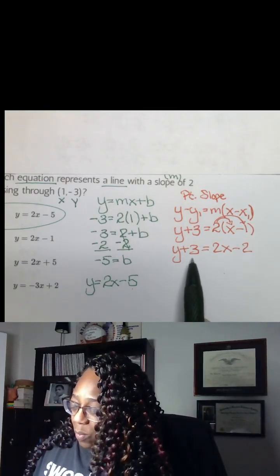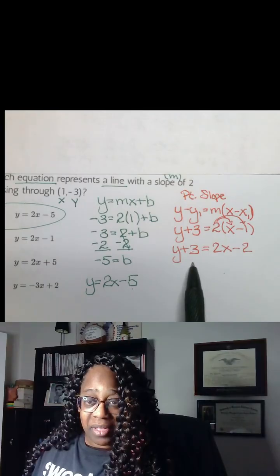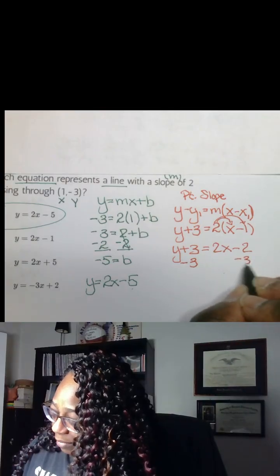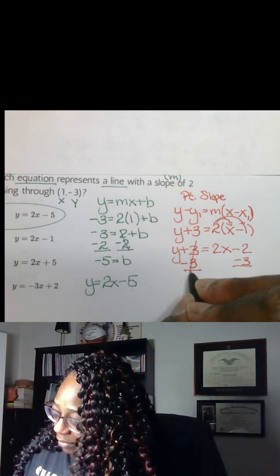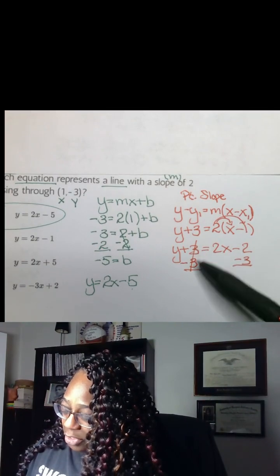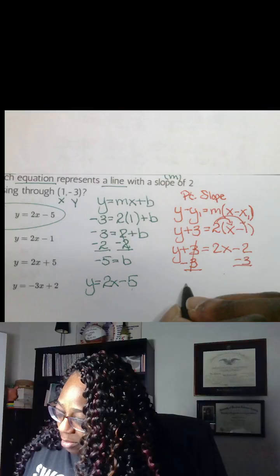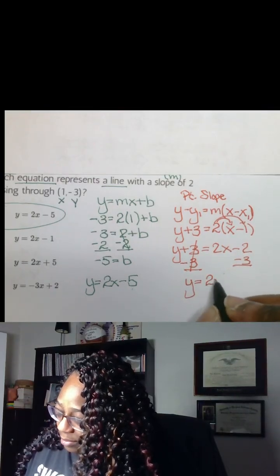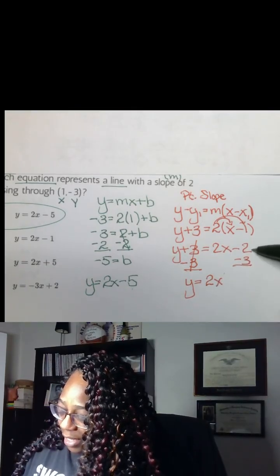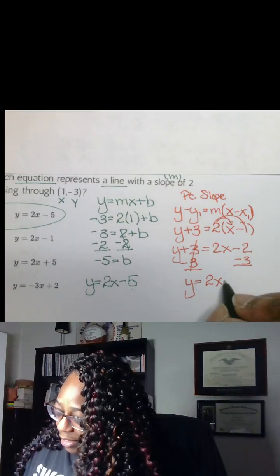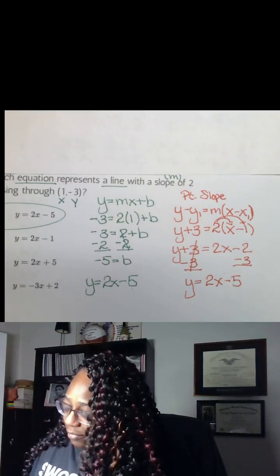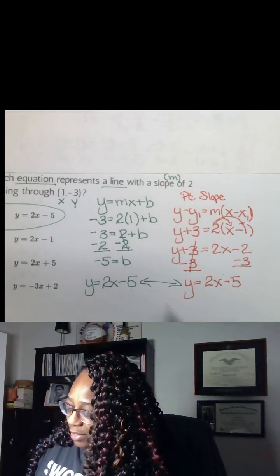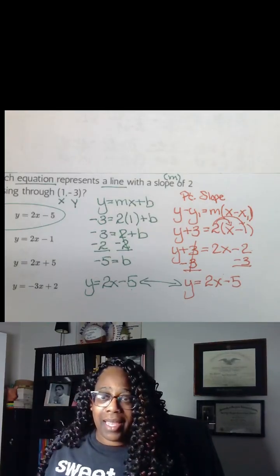So we want to get y by itself. What we have to do is subtract the 3, because the inverse of addition is subtraction. Bring down our y, bring down our 2x. Then we have a negative 2 and a negative 3. That gives me a negative 5. So notice, you get the same exact answer.